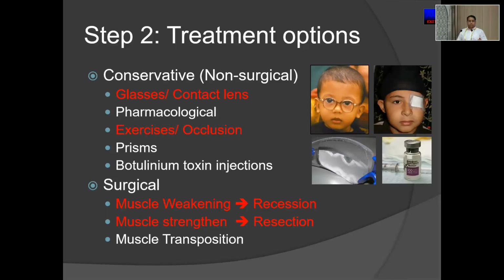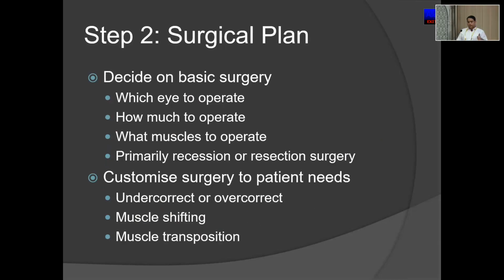In surgery, if you do a muscle weakening, it is called recession, and if you do a muscle strengthening, you do a resection. In resection, you cut a piece of muscle and just bring it forward. In recession, you just move the muscle from the original insertion a little backwards, and then you can do a muscle transposition depending upon the case. Which eye to be operated and how much to operate depends upon the surgeon, and there are step guidelines given in each and every textbook, which we can go through, and according to that we can decide what surgery has to be done.